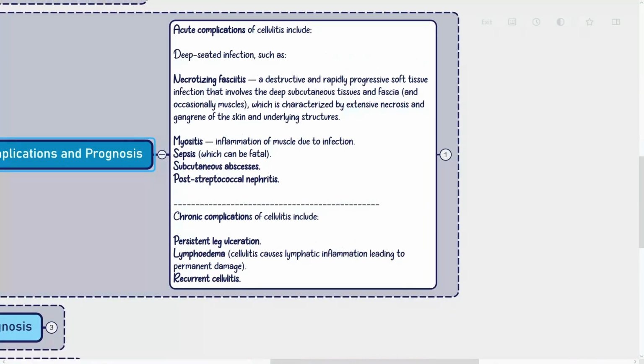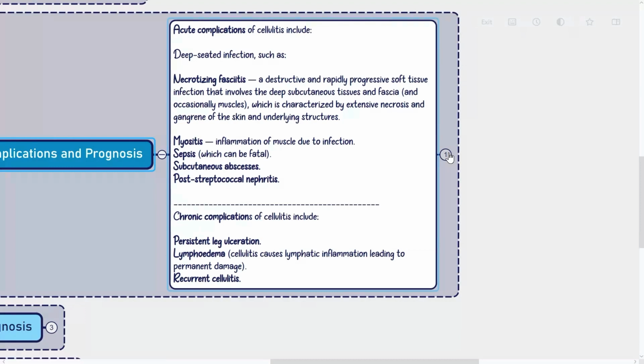Acute complications of cellulitis include deep-seated infection, such as necrotizing fasciitis, a destructive and rapidly progressive soft tissue infection that involves the deep subcutaneous tissues and fascia and occasionally muscles, which is characterized by extensive necrosis and gangrene of the skin and underlying tissues. Myositis, inflammation of muscle due to infection. Sepsis, which can be fatal.